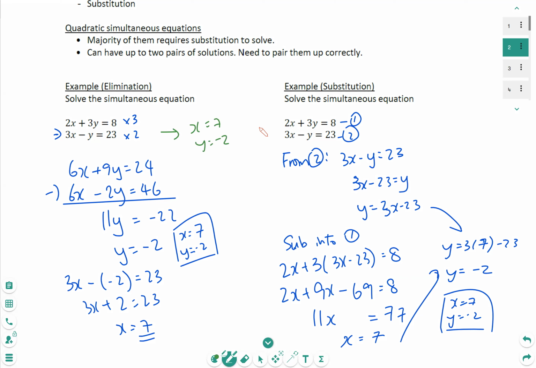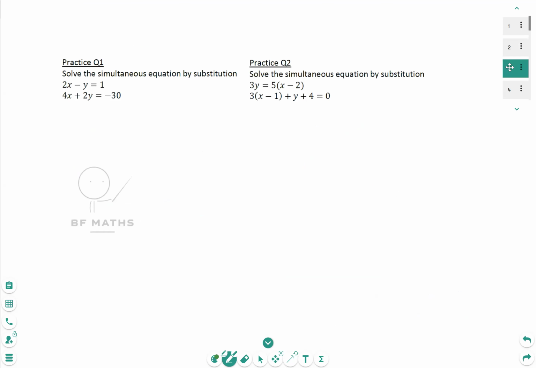Linear means the power is 1, all right? So practice questions 1 and 2, you can either show it, I would say, use whatever method. Oh, actually, by substitution, sorry. Use substitution to do both questions, and then you can use your calculator to double check your answer. All right, pause the video, have a go. When you're ready for the answer, you can press play.